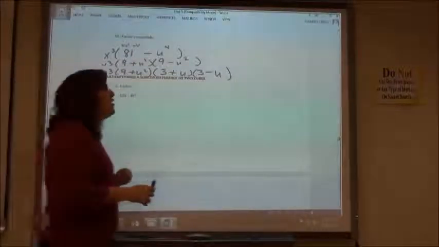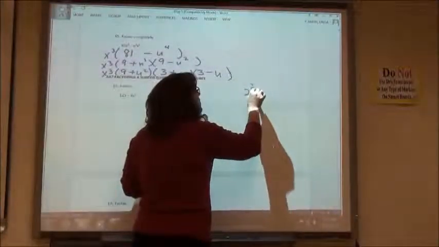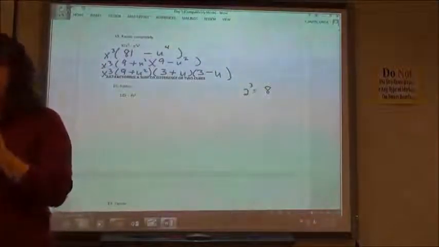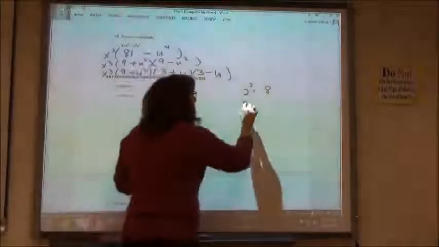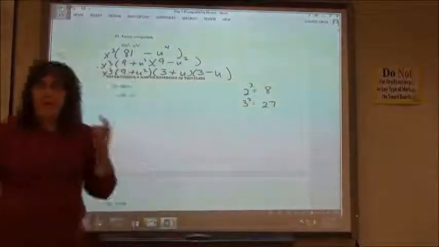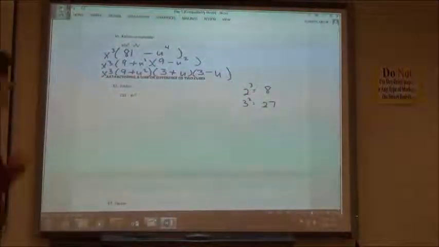Think about your perfect cubes first of all. 2 to the third power is 8, right? 2 times 2 times 2 is 8. 8 is a perfect cube. 3 to the third power, 27. 3 times 3 times 3 is 27.